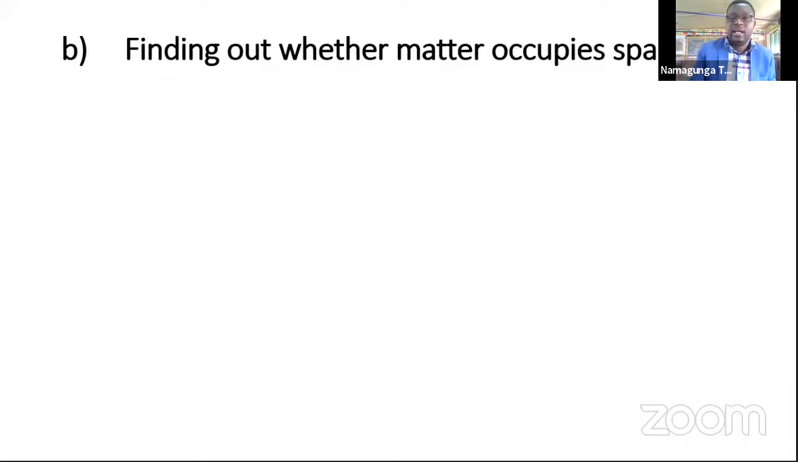Maybe this one, I think matter occupies space. I think that an object can occupy space. Doesn't it also mean that it is matter? Okay, thank you. Yes, it occupies space.